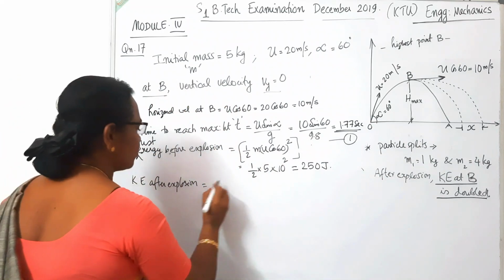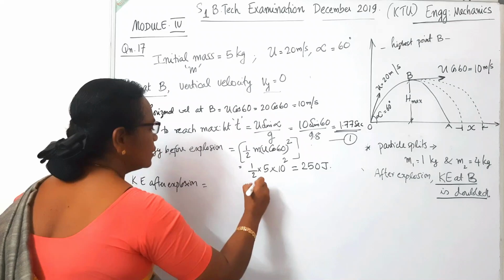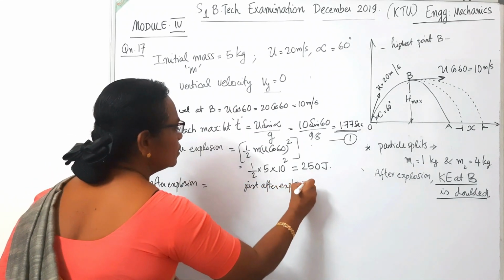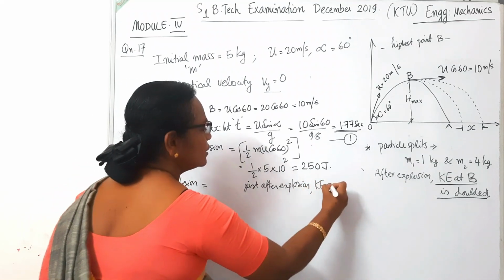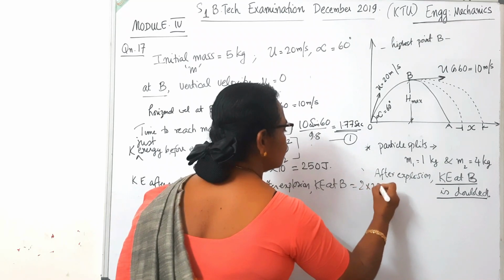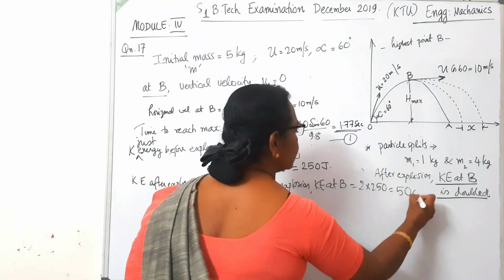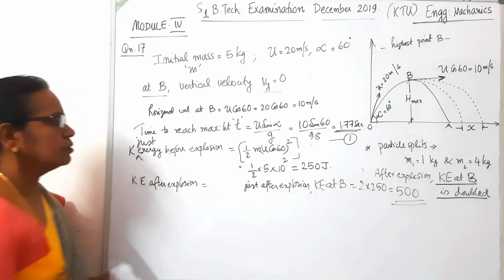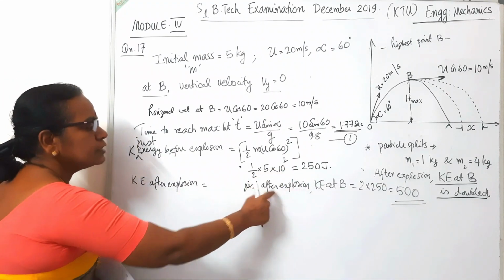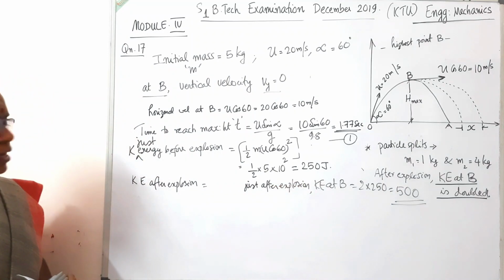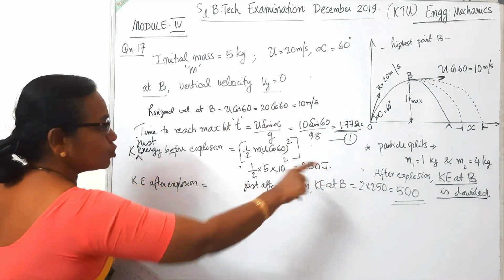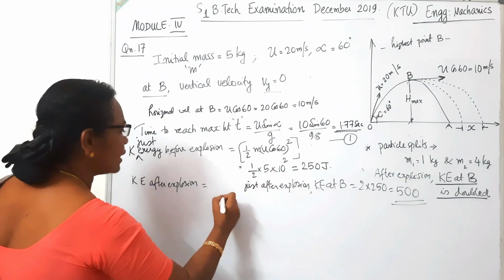So just after explosion, kinetic energy at B is equal to 2 into 250, which is 500. Half m v square is 250, and just after the explosion it becomes 500. Now, this gets split up into 2. So what is the kinetic energy based on that?